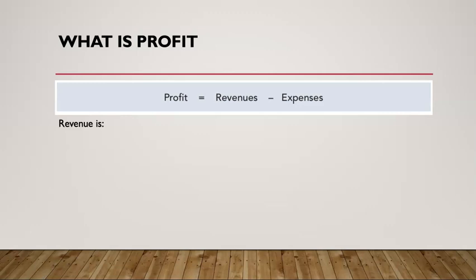Those 3 tests are as follows. It must be an inflow of an economic benefit or a saving of an outflow, but we really focus on, is there an inflow of economic benefit? Is something coming in to our business, inflow, that is going to benefit us economically? So is it going to increase our cash or something like that?